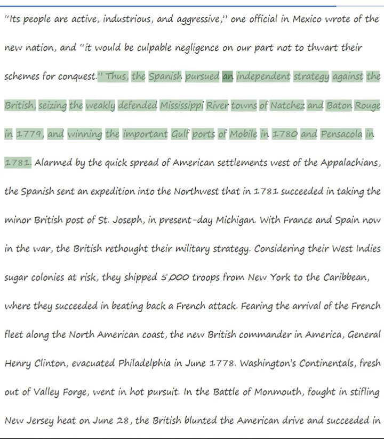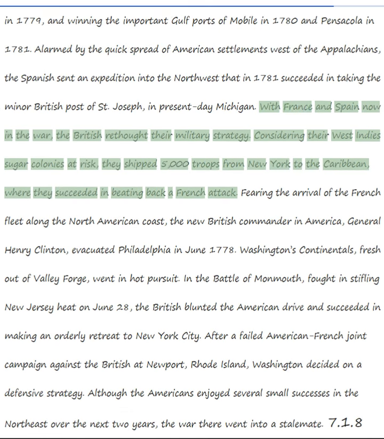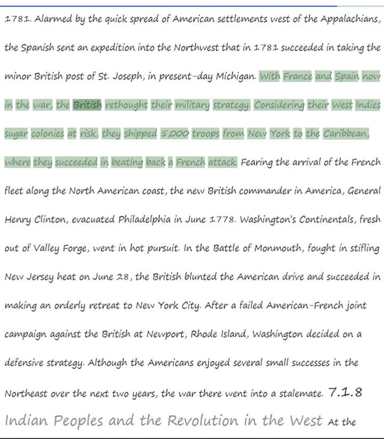Thus, the Spanish pursued an independent strategy against the British, seizing the weakly defended Mississippi River towns of Natchez and Baton Rouge in 1779, and winning the important Gulf ports of Mobile in 1780 and Pensacola in 1781. Alarmed by the quick spread of American settlements west of the Appalachians, the Spanish sent an expedition into the northwest that in 1781 succeeded in taking the minor British post of St. Joseph, in present-day Michigan. With France and Spain now in the war, the British rethought their military strategy.